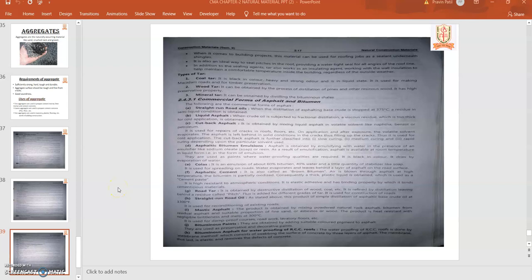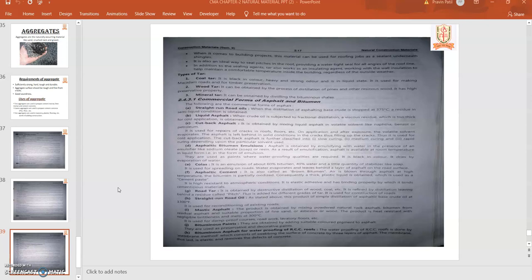So let me discuss some of the forms of asphalt and bitumen. First, straight run road oils. When the distillation of the asphalting base crude is stopped at 375 degrees Celsius, a residue in semi-liquid condition is obtained. Second, liquid asphalt. When crude oil is subjected to fractional distillation, a viscous residue which is too thick for a cold application is obtained.